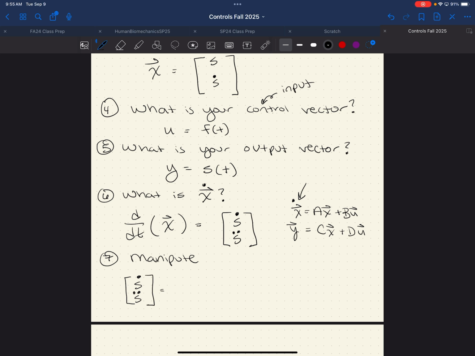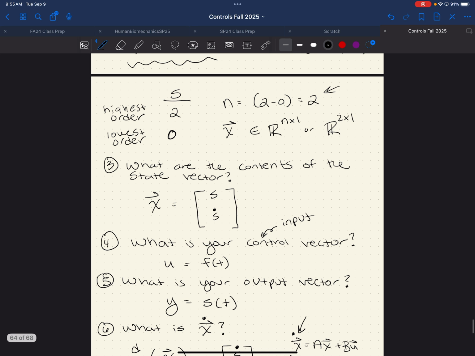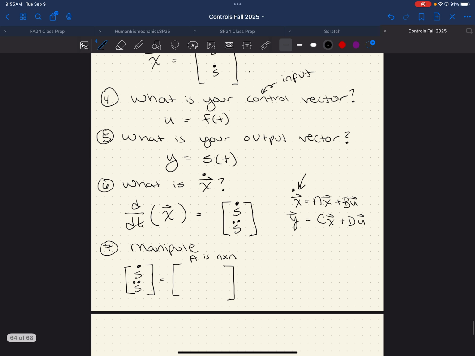I know that A is a matrix, and in fact, I know that A is a what type of matrix? It has to be square. In fact, you can tell me one more thing. It is n by n. Thanks, Nadal. Yes, so A is n by n, which we found out previously is what? What is n for this problem? 2. N is 2, which means our state vector has 2 items, so A must be 2 by 2.